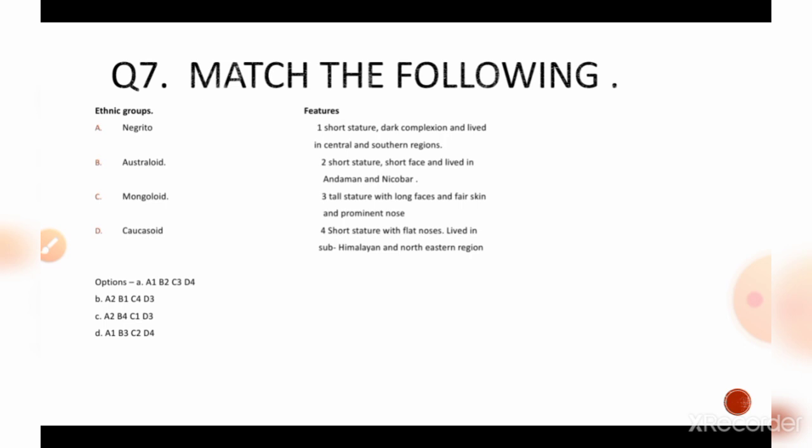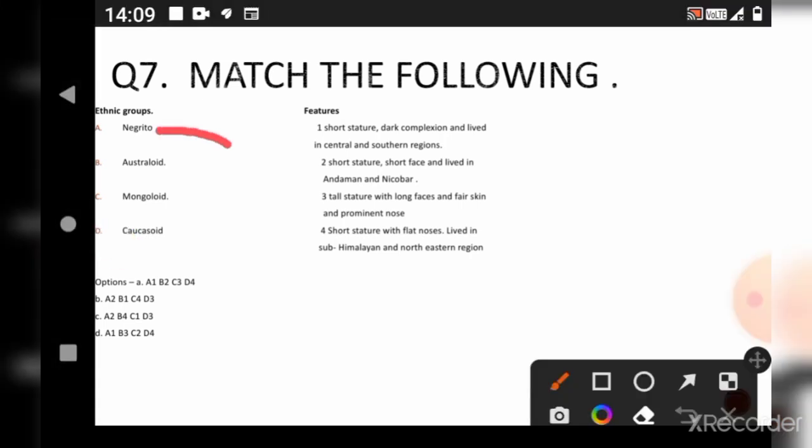When it comes to the Negrito race, the thing that comes to our mind is the southern portion of India and short stature, short face, dark color. So Negrito should be option two. Australoid: again the answer is the southern part, but there will be dark complexion. So Australoid matches with one.